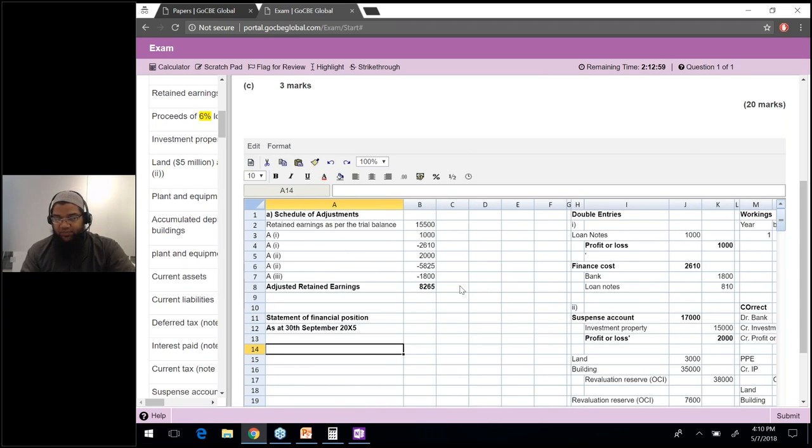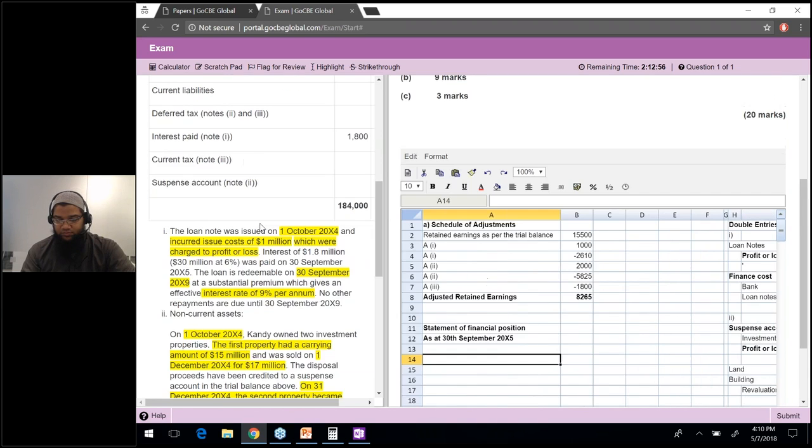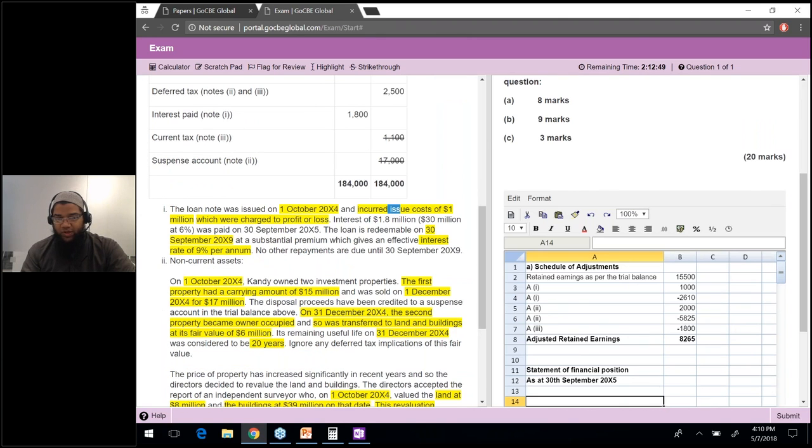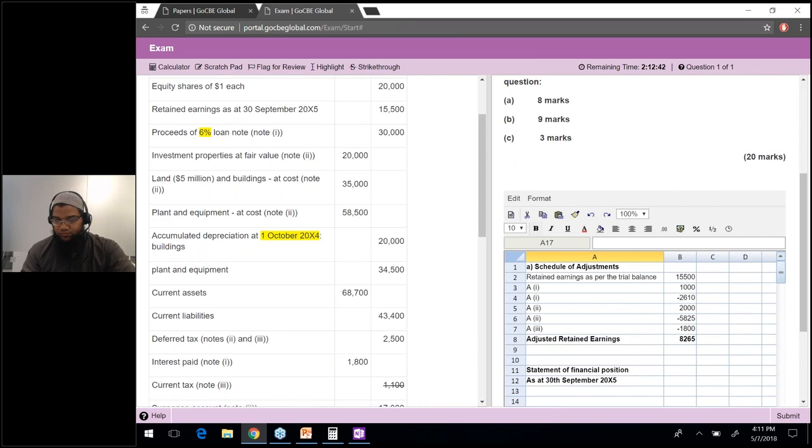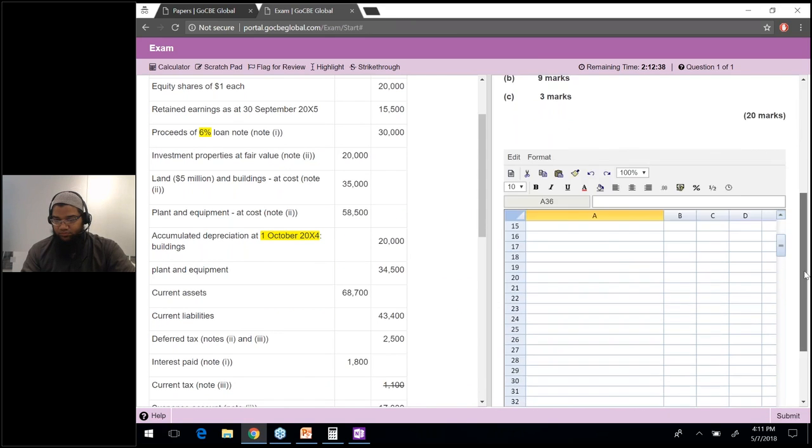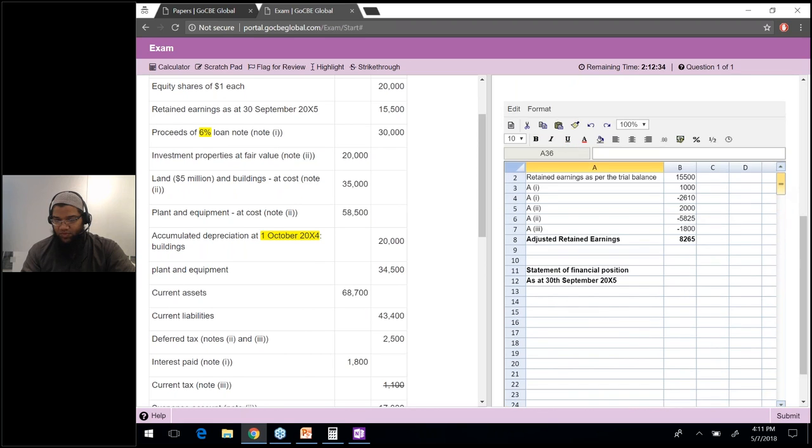Now we are going to prepare a balance sheet. For the balance sheet, I need to go back towards the question. Now I'm going to write the non-current assets heading. In non-current assets, we have property, plant and equipment. We have investment property. That's it. Any other non-current asset we have? No. Then we have current assets. And then we have total assets.